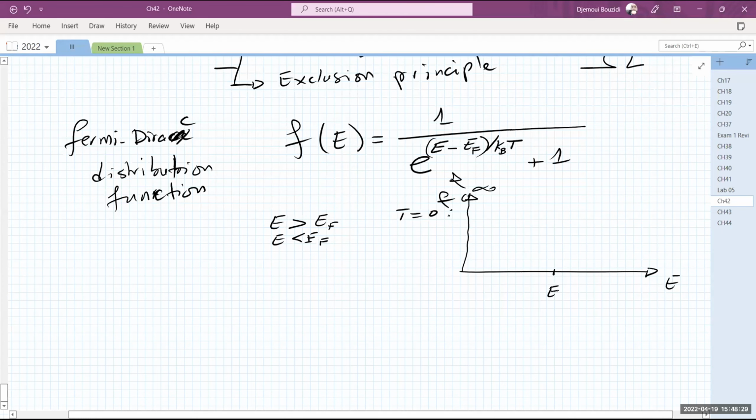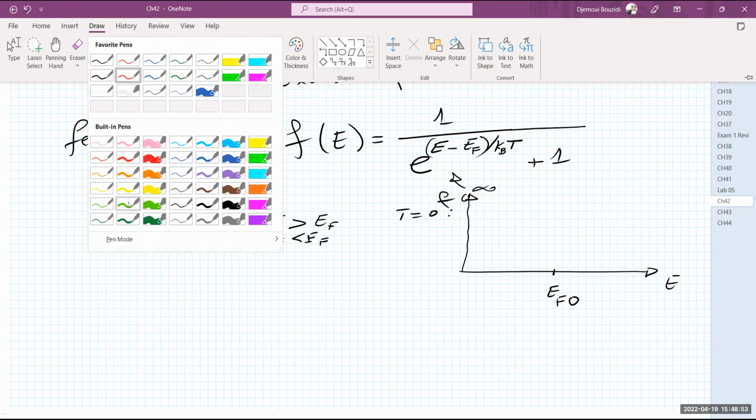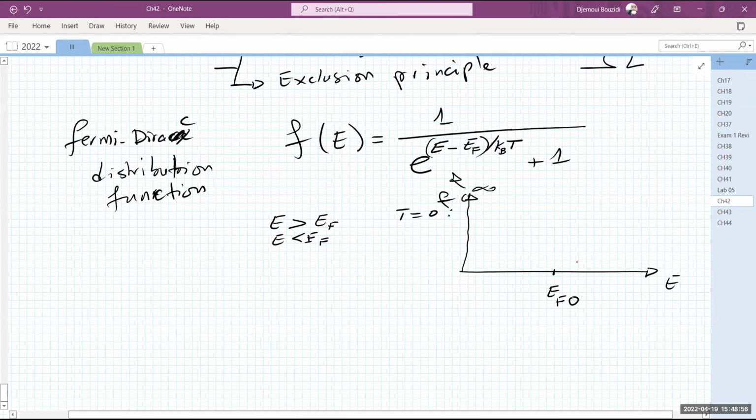So we have the cutoff energy in here, which is EF. As a matter of fact, at T equal to 0, we're talking about EF naught. We're talking about the same energy, the Fermi energy level at T equal to 0. So this is what I'm talking about. This is when E is more than EF for the case of T equal to 0.